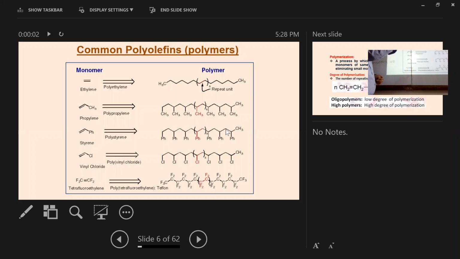And if you change this part and this part, depending on what additional substituent we are using, the characteristics of the polymer will be changed. Later we will discuss what types of polymer we ought to prepare. This is propylene. Propylene, that means a hydrocarbon alkene containing 3 carbon atoms. This is the propylene.